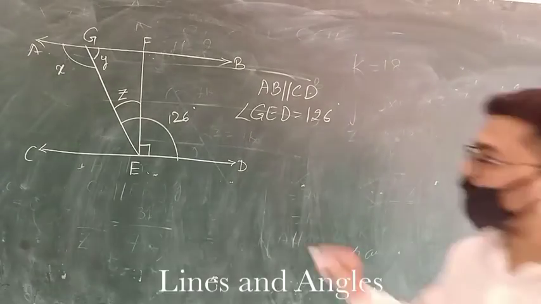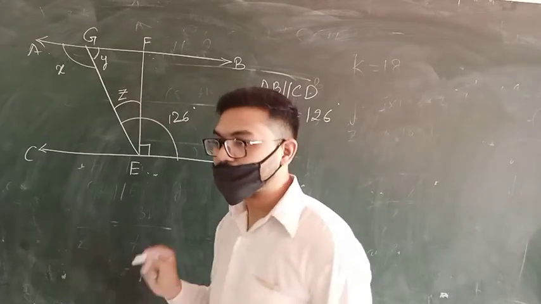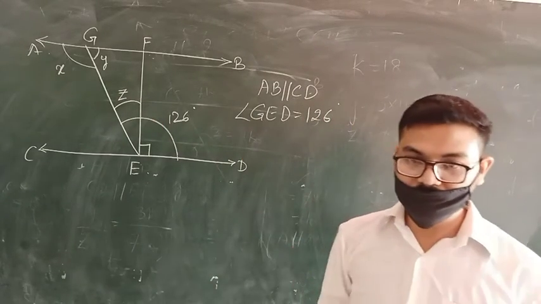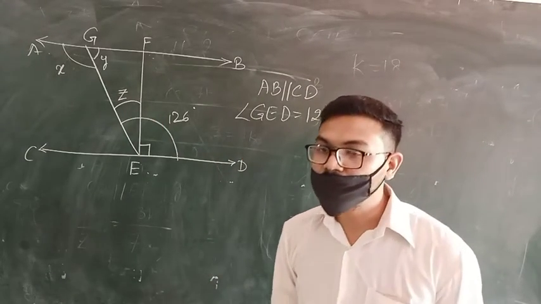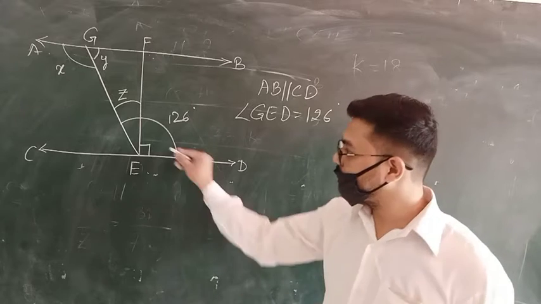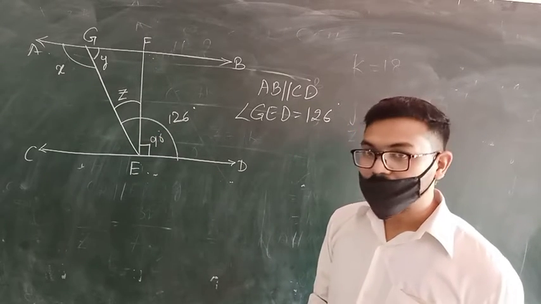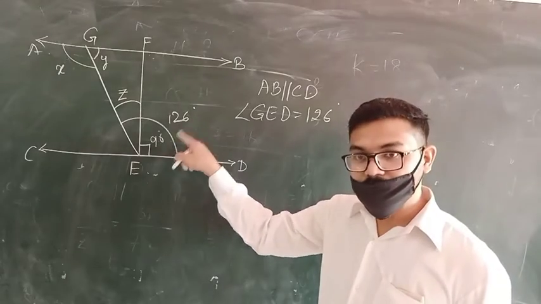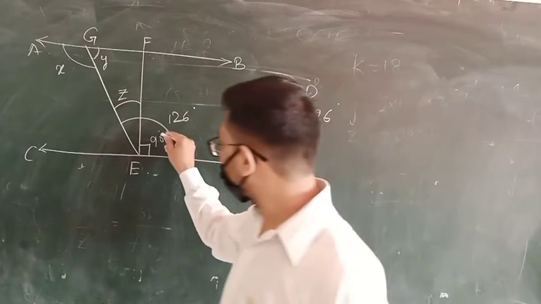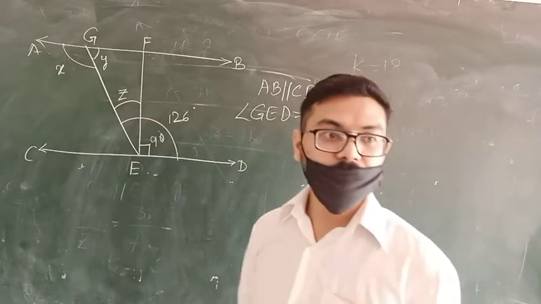Now tell me how to get the value of Z first. Yes. Sir, we know that a perpendicular angle is 90 degrees. Correct. So we will subtract 126 from 90, or 126 minus 90. Correct. Please sit down. Now you can say, yes beta.